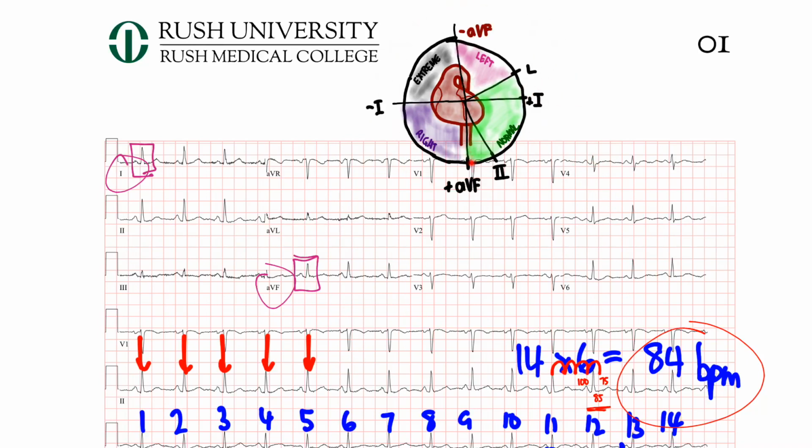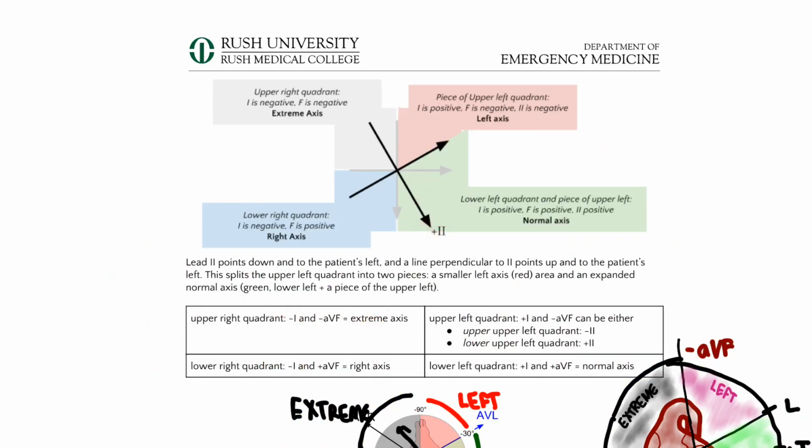You look at I and you look at aVF. And if you're in this little area here, then you need to look at lead II. And that's what I tried to draw over here. Again, we have our 4 quadrants. This is aVF. This is going to be I, and now this is positive II. And so if we have I and aVF being negative, then we know we're in this extreme axis quadrant. If we have negative I and positive aVF, we're down here in the right axis. If we have I and aVF being positive, we're in this green one here that is normal axis.